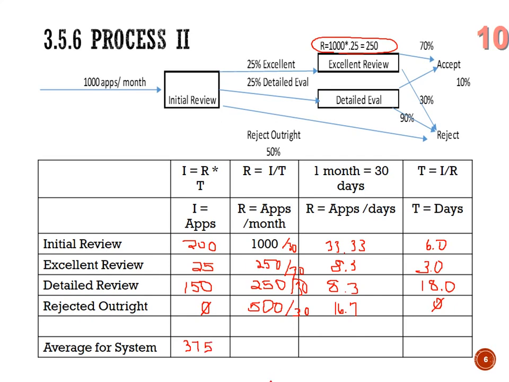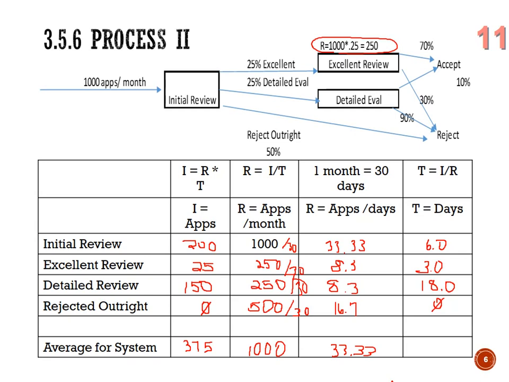And if I'm interested in the throughput for the entire system, what's the throughput for the entire system? 1,000. So I still have 1,000 coming in and I still have 1,000 exiting. They're just going through different steps as they exit. So this is still going to be 1,000 applications a month, or 33.33 applications per day.